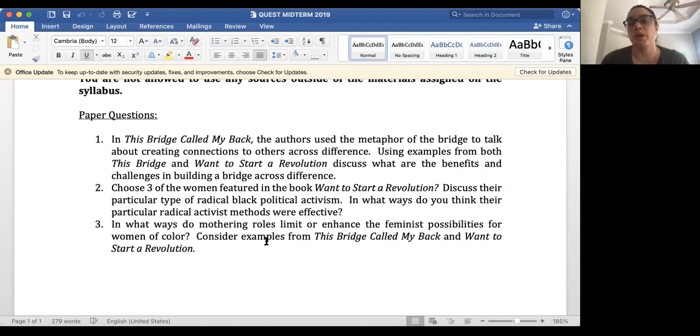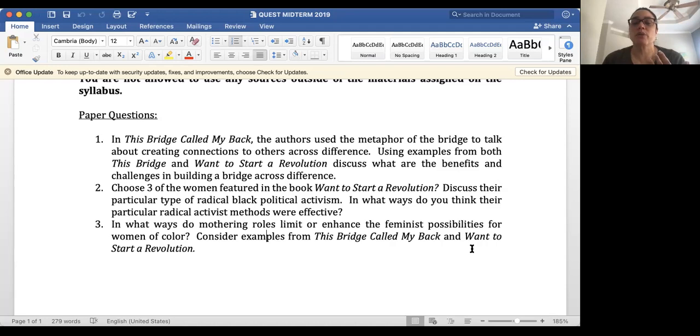One is to choose 3 women of the many women that we talk about in the readings that were assigned from this particular book. Then you have to discuss their particular type of radical political activism, okay? So you have to describe each of the three women's type of political activism that they used. And finally, discuss in what ways you think their particular radical activist methods were effective. Okay, so that's more the analytical part, right?